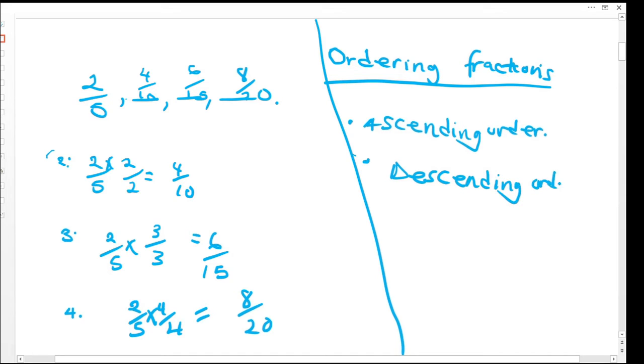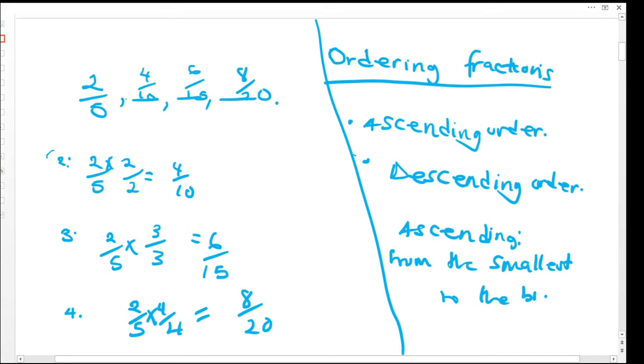So you have to understand the meaning of these words. Let us look at ascending. If we say ascending, we are going to move from the smallest to the biggest. So here the order is we are arranging them from the smallest to the biggest. Then the opposite is descending. With the descending, we are going to be moving from the biggest to the smallest.